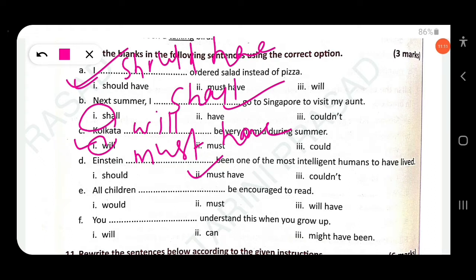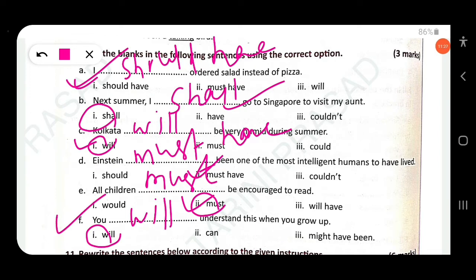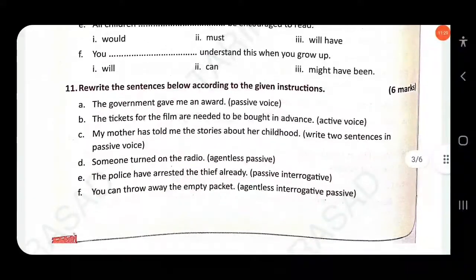The next one: all children dash be encouraged to read. Must be encouraged, the second one. The next one: you dash understand this when you grow up. So you will understand. Okay, clear?